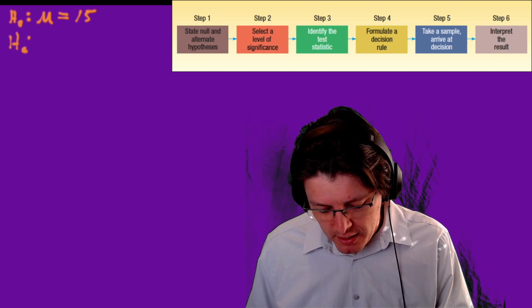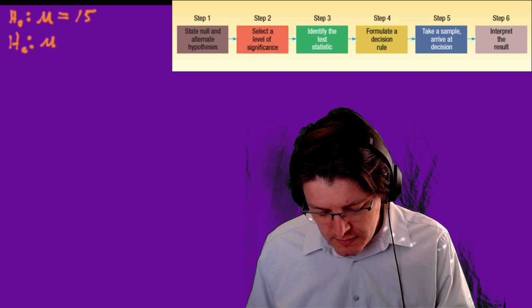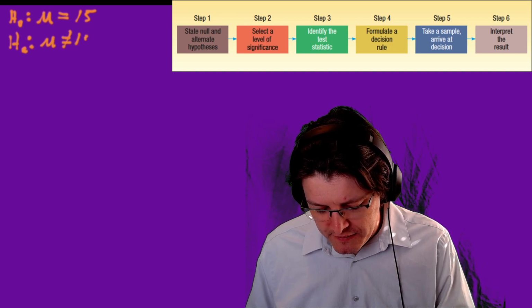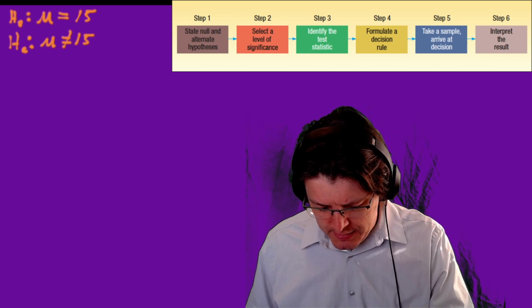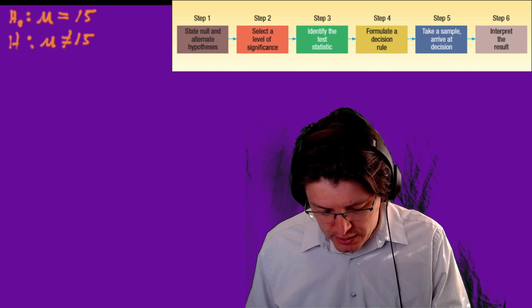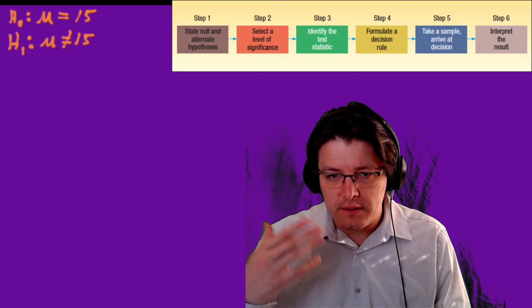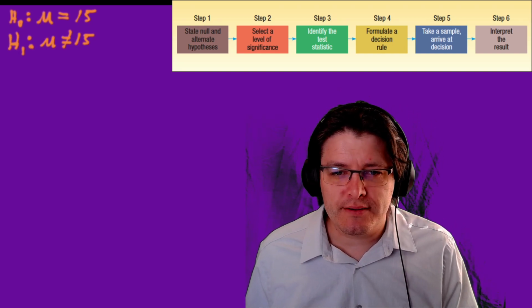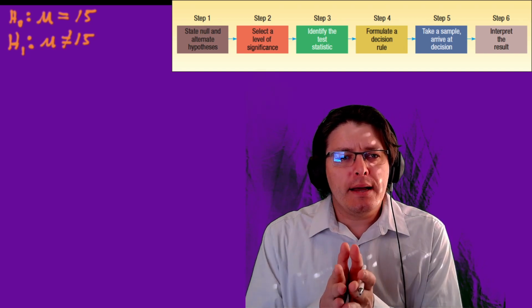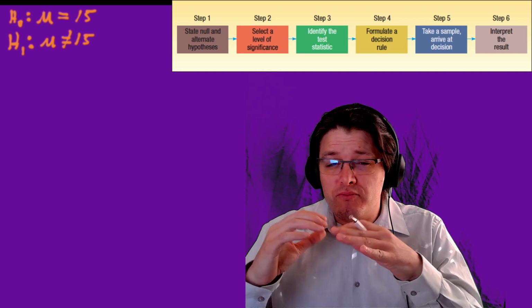We then would set up our alternative hypothesis, where the mean was not 15. And I'll try to match the book and use H0 and H1 as best I can, but I'm sure I'll jump back and forth. Okay, so that was really kind of how we set it up.